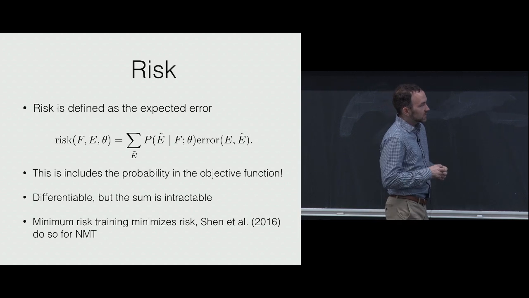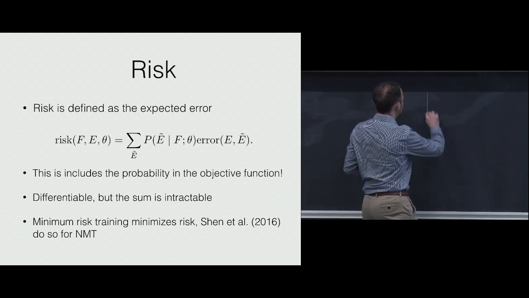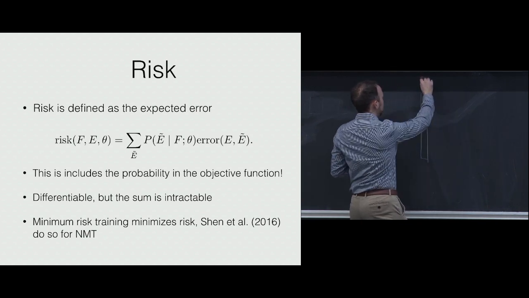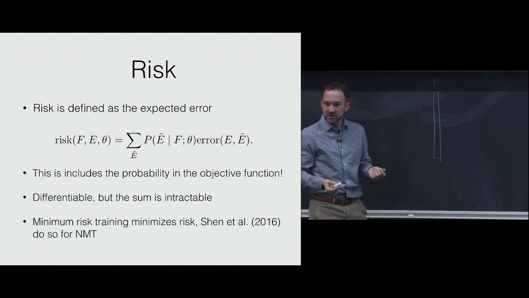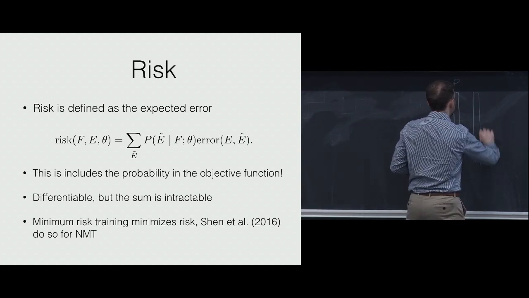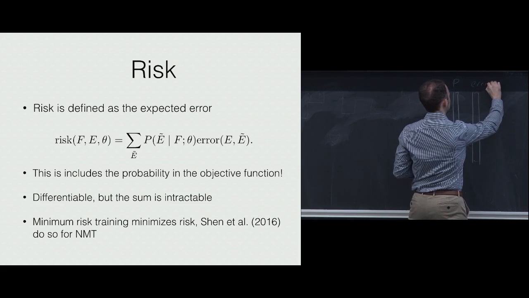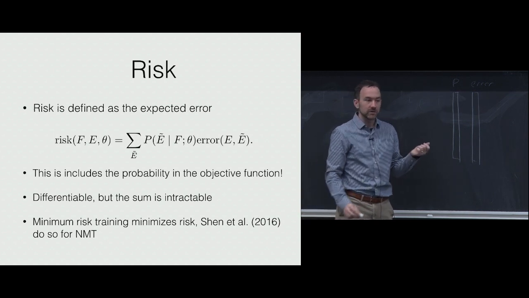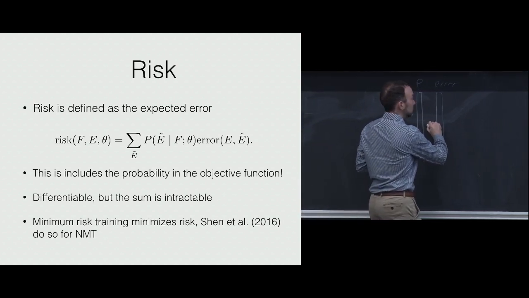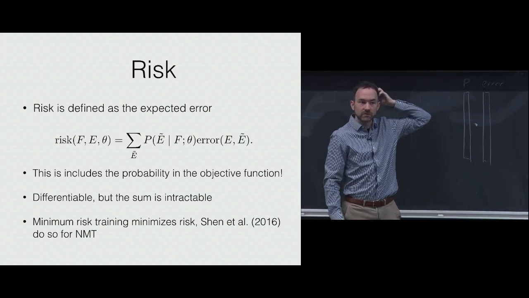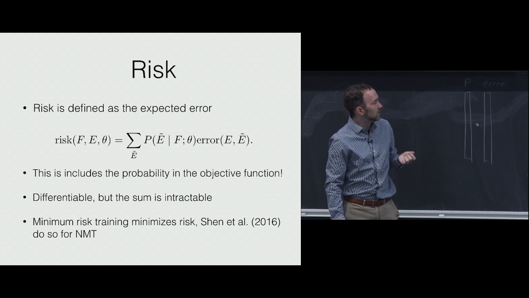So if that's the case, basically you have a big probability vector over all your ImageNet classes. Then you also have an error function here. All you would have to do is take the dot product between these two. And that would be your risk. So you could optimize your risk with respect to a multi-class classification problem easily.